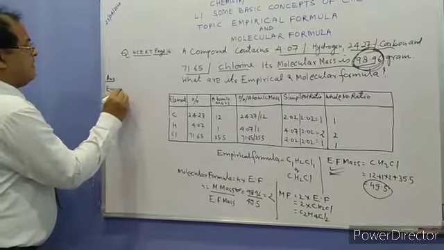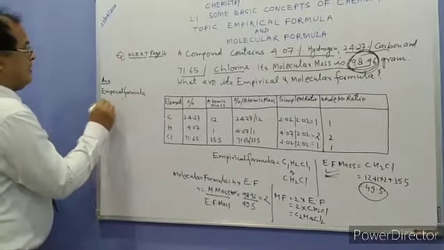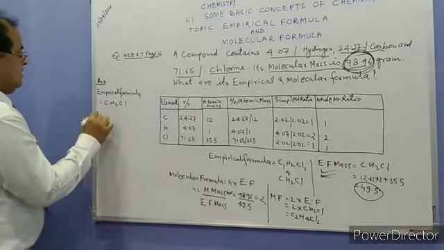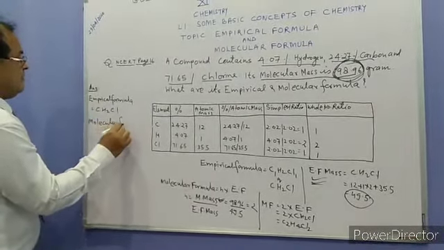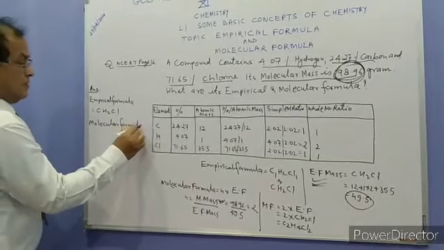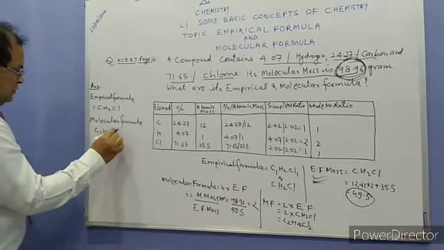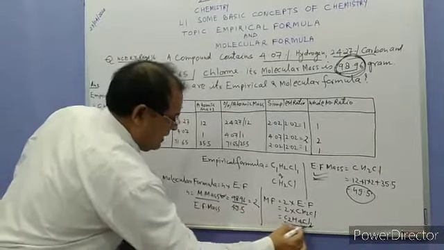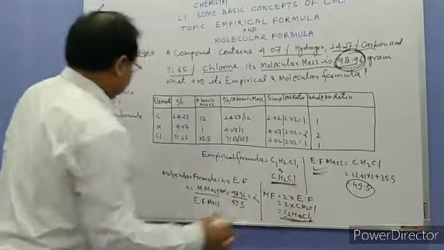Empirical formula: CH2Cl. Molecular formula: C2H4Cl2. This is the molecular formula, and this is the empirical formula.